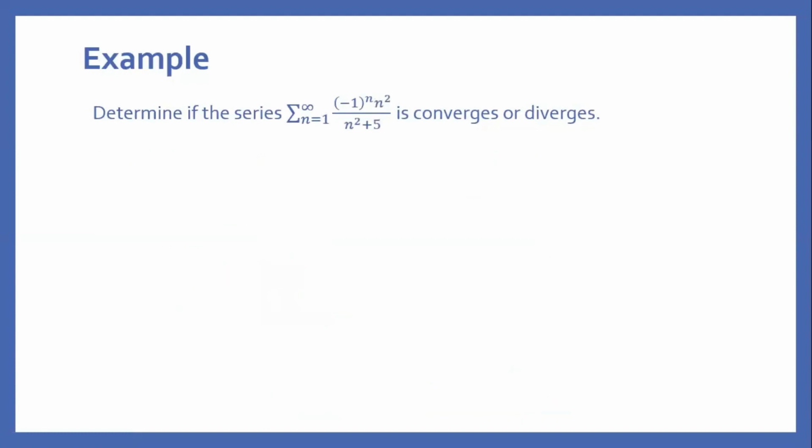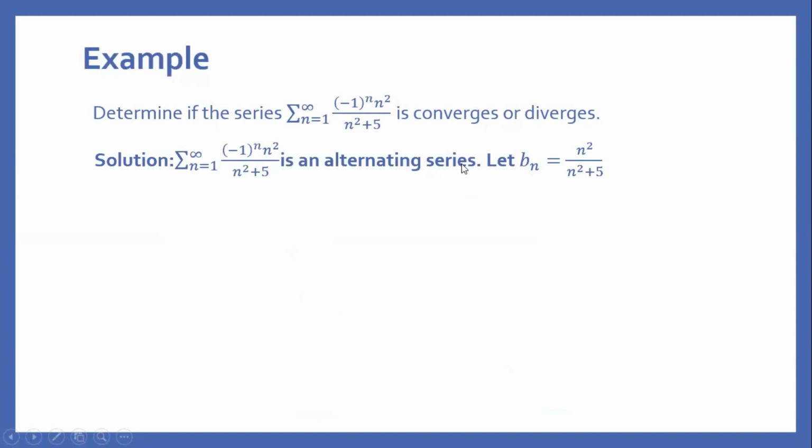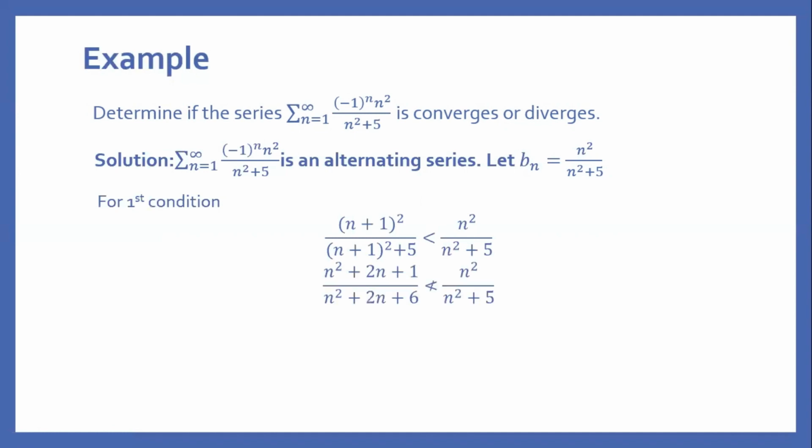Next naman is determine if the series summation of -1 raised to n times n squared over n squared plus 5 from n equals 1 up to infinity is convergent or divergent. So solution, an alternating series pa din yan kasi yung regular na n equals 1 raised to n. So dahil alternating series, i-consider natin yung b sub n is n squared over n squared plus 5. Then kunin natin yung first condition. So n plus 1 squared over n plus 1 squared plus 5 is less than n squared over n squared plus 5. And then pag simplify natin, we have n squared plus 2n plus 1 over n squared plus 2n plus 6 is less than n squared over n squared plus 5.